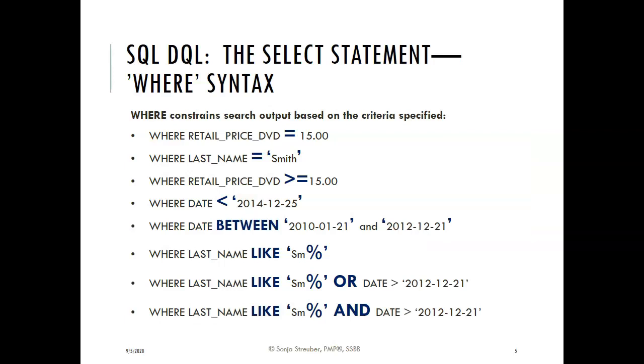But what if I want to constrain my output, that is, filter the rows that show up on my screen? For that, I can use the where operator, because where constrains my search output based on the criteria that I specify. Here we are seeing a number of ways in which I can use the equal sign, greater than, less than, between, and like with the % wildcard for a string search in order to constrain my search output.